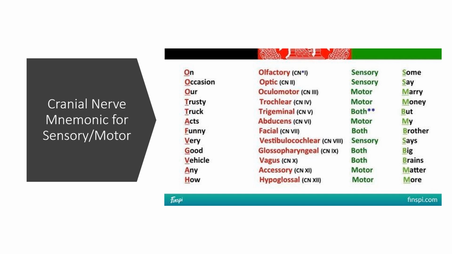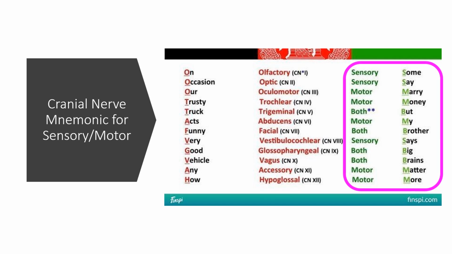As far as the second mnemonic is concerned, this one I think works best far and away. Some say marry money, but my brother says big brains matter more. That is sensory, motor, and then both for mixed. So you use both here as opposed to mixed. So you can get rid of that M and you have a B there. So you have two mnemonics. You have the mnemonic of the name and you have the mnemonic of the function.